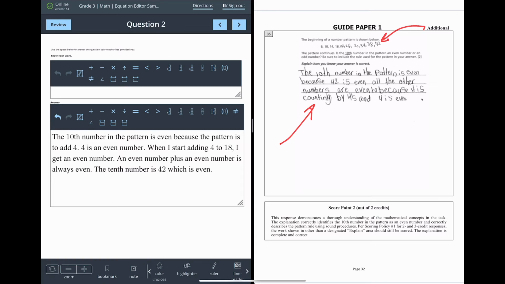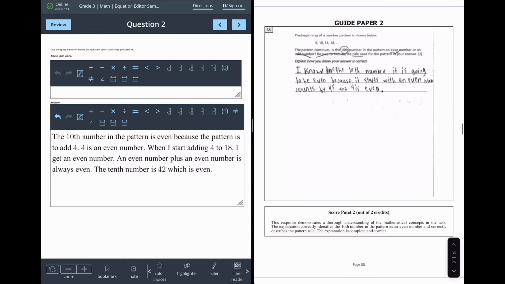Here's a kid who got 2 points for doing the same thing. He added up to 42 and you can read his answer. He says the pattern is even and he counted by 4s and 4 is even. So he gave a because. This kid also put in, I know the 10th number is going to be even because it starts with an even number and we're counting by 4s and 4s is even. So he recognizes that and he gets full credit.